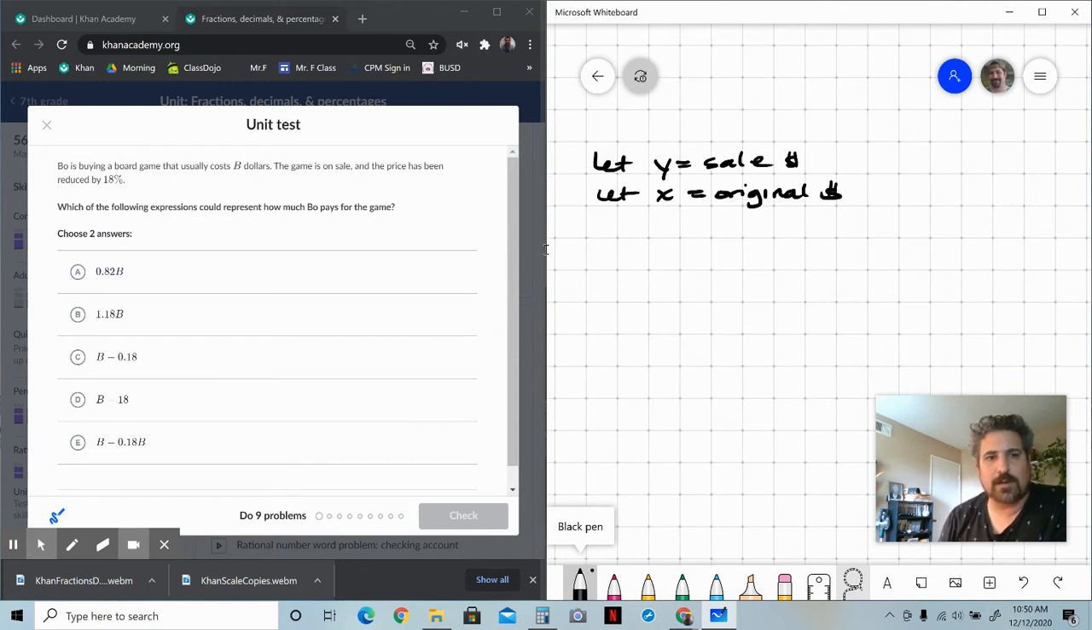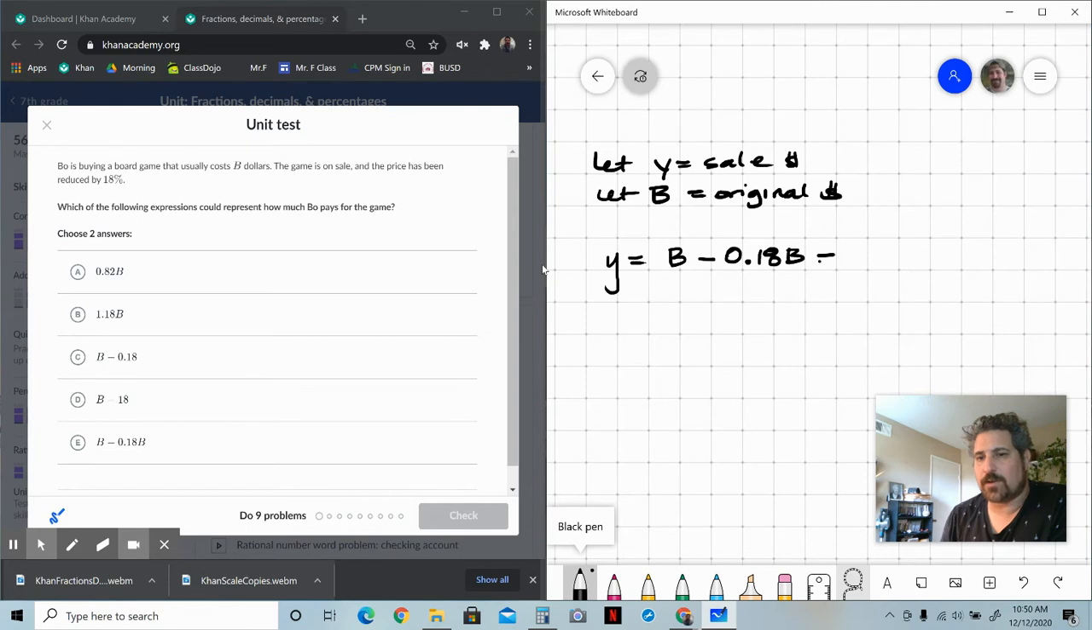So it says Bo is buying the board game that usually costs B dollars. Okay, so instead of letting x equal that, they said it was B. So let B equal the number of dollars the game originally cost. The game is on sale, and the price has been reduced by 18%. So the sale price, call it y, you can pick any letter you want, is equal to the original price, minus the discount, which is 18% of the original price.